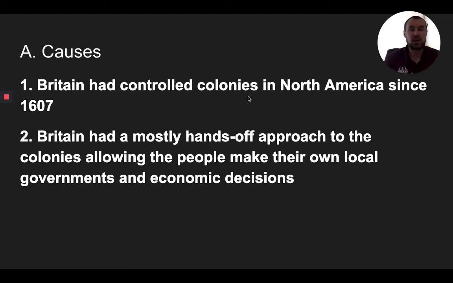For instance, in Virginia, you had the House of Burgesses. In New England, you started with the Mayflower Compact. You get more town hall meetings based on religion, what they call theocracy. But all the colonies got to rule themselves. And they also were able to make economic decisions, meaning Britain wasn't taxing them at this time.